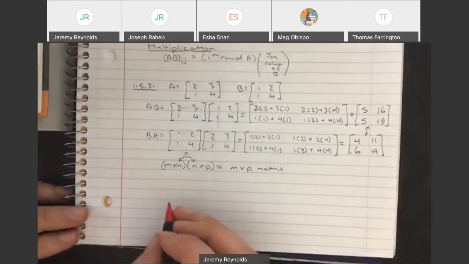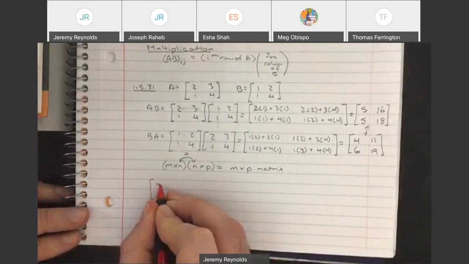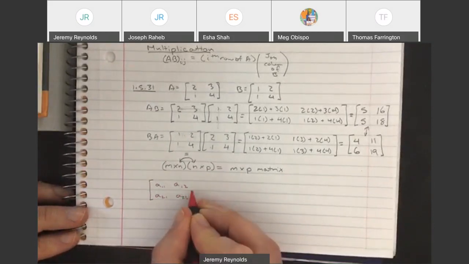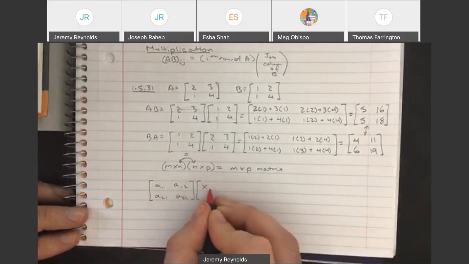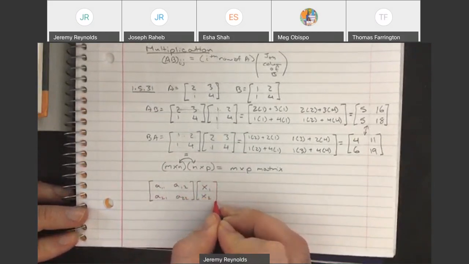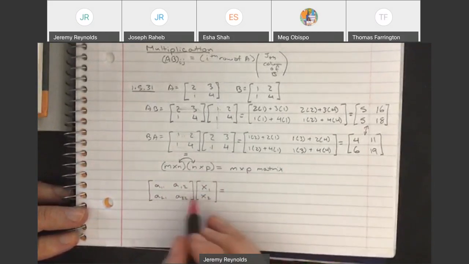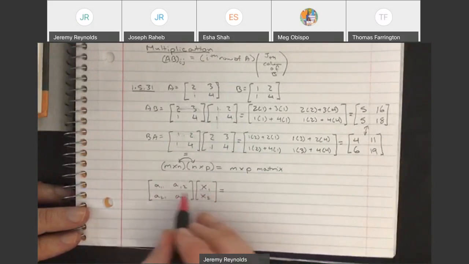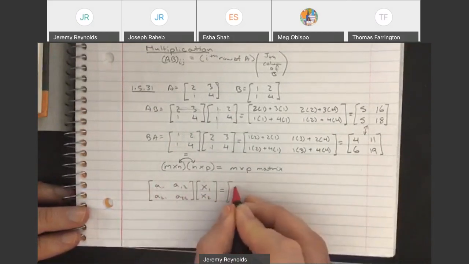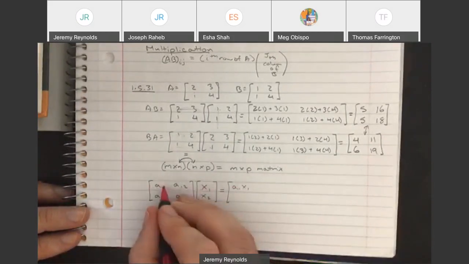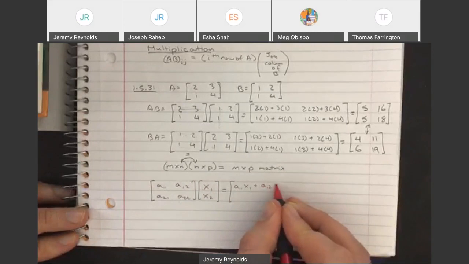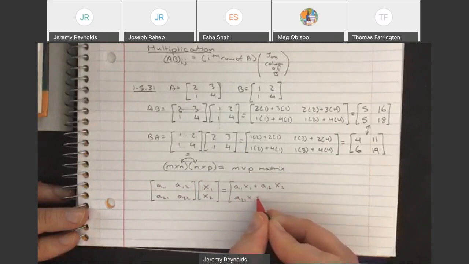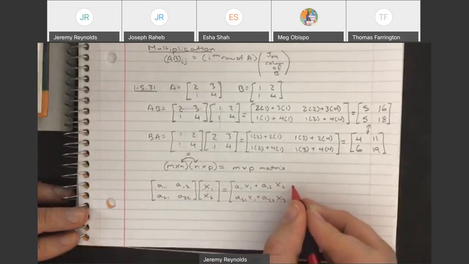Okay, and then another trait. Now that we know some basics on matrix multiplication, we can see that our setup for the equations will actually end up being, if we do the multiplication of these two matrices, A11 times x1 plus A12 times x2 on the top, and A21 x1 plus A22 x2 on the bottom.